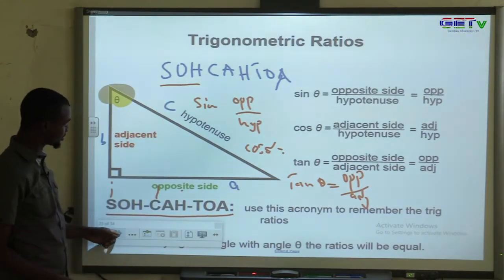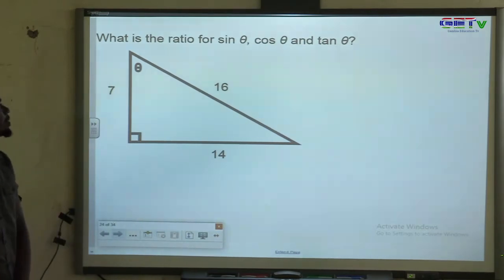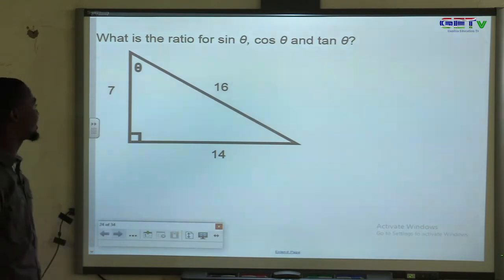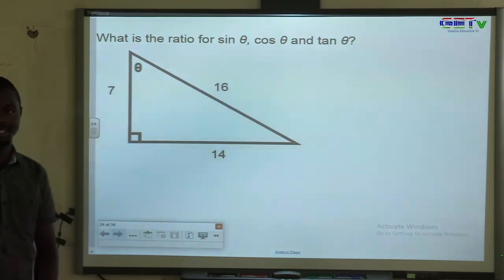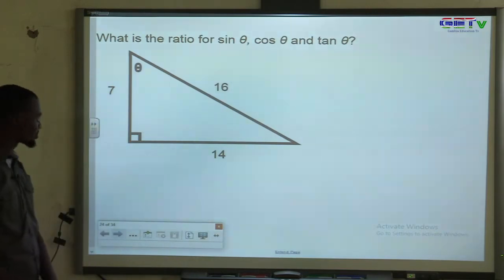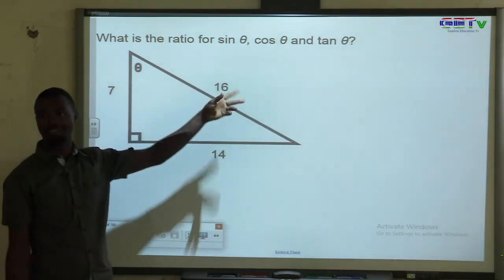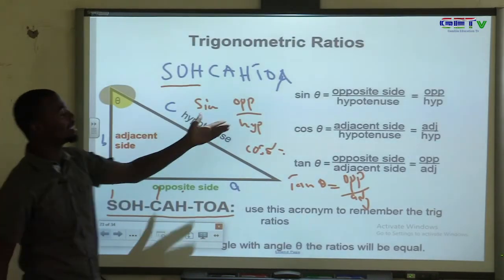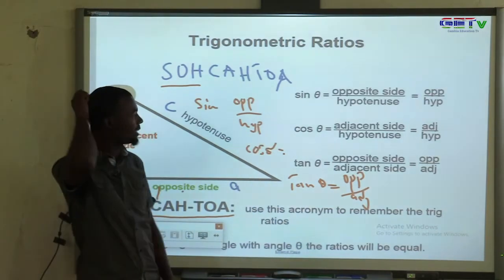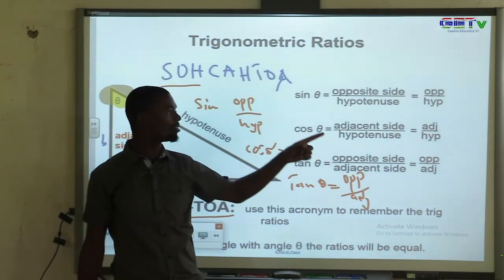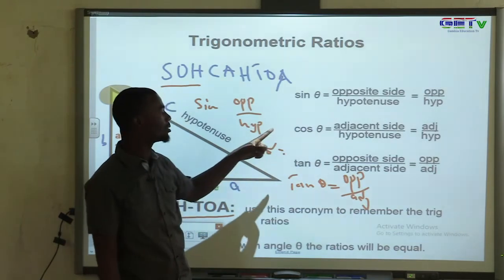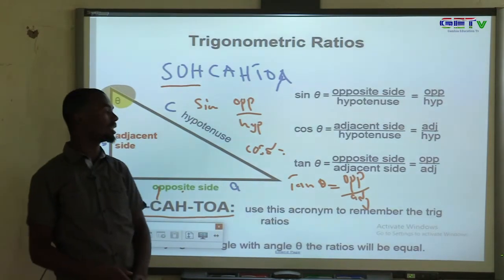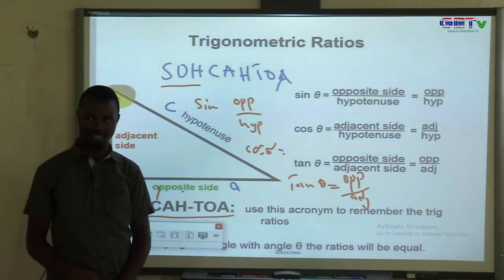Then we move on. Okay, we have a question here. What is the ratio of sine theta, cos theta, and tan theta? In order for us to do this, we have to remember the previous slides. What do we learn from the previous slides? We learn the ratios. We know sine theta is equals to opposite over hypotenuse, and cos theta is equals to adjacent over hypotenuse. Tan theta will be equals to opposite over adjacent.